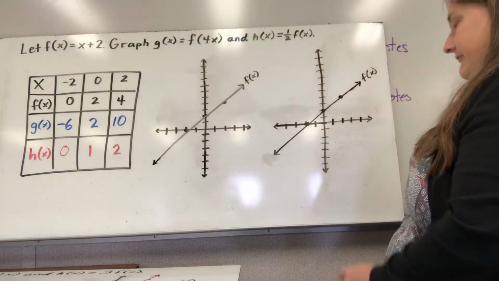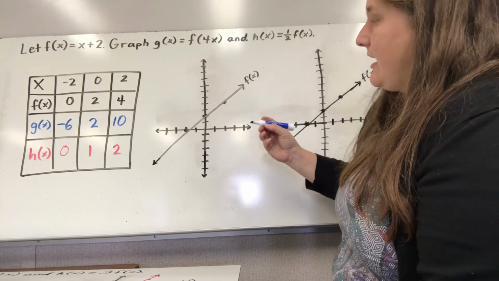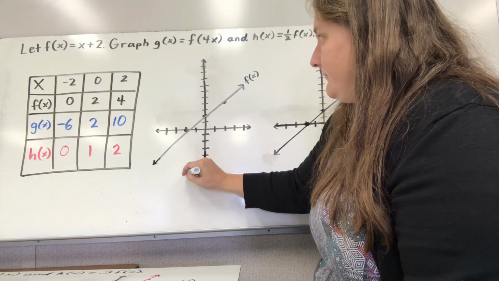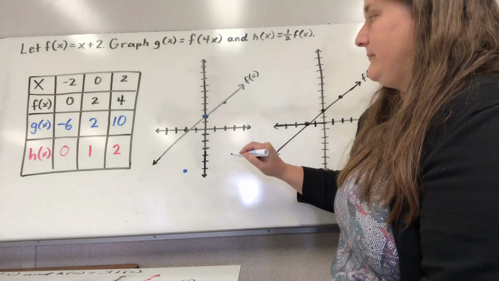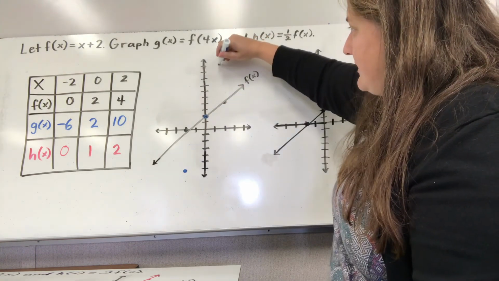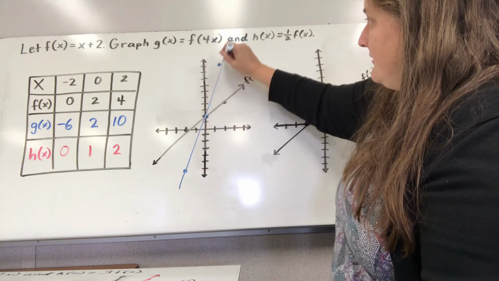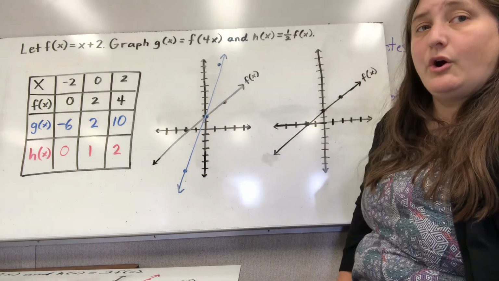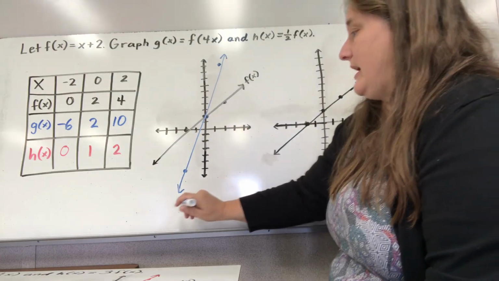So let's graph this function. So I've got negative 2, negative 6. I've got 0, 2. This point is the same. The y-intercept is the same. And I've got 2, 10. So this one is actually a horizontal shrink because it's shrinking towards the y-axis.